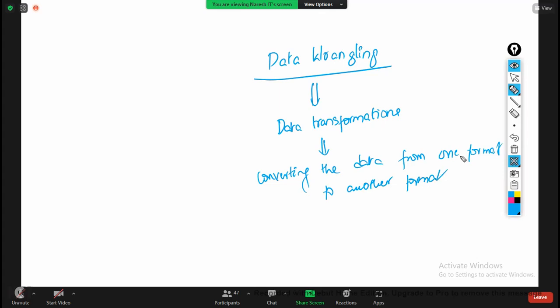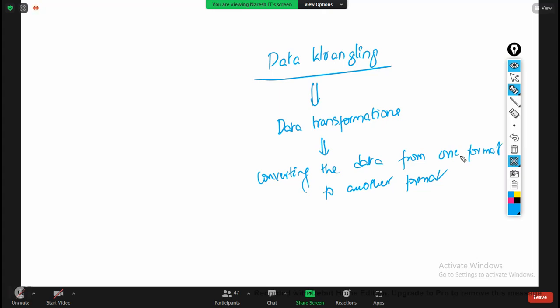You are not going to replace, or fill, or manipulate the data. You are just going to convert the data. Data conversion will be done. So they are called data wrangling techniques.